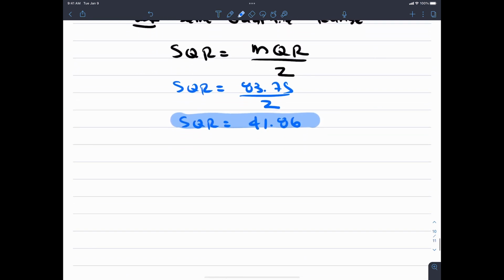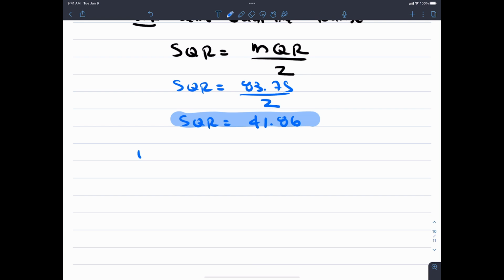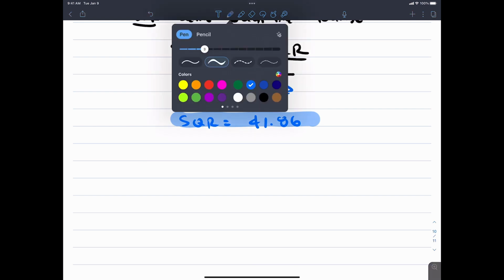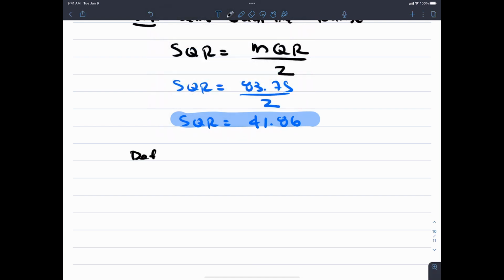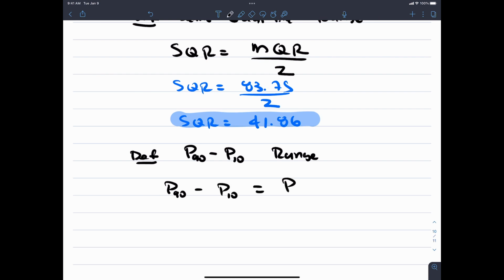And then a couple more, that's all. Definition. They call this the P90, P10 range. What do you think that is? The P90, P10 range, ladies and gentlemen, is when you actually subtract P90 and P10. So do you guys have P90 by any chance? Say yes. Do you guys have P10? Say yes.